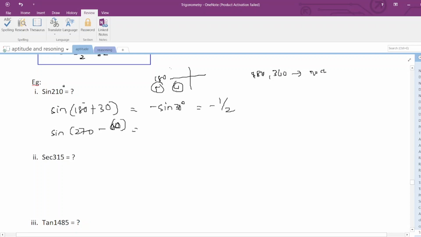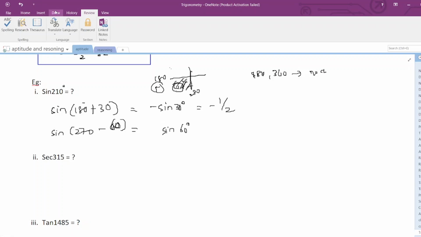Clear? So now let's solve this one also. 270 minus 60. 270 minus 60 means which quadrant is it? The same, the third quadrant is also the same quadrant. 270 minus 60 means it's on the left side, so the same third quadrant, right? So 270 minus 60 will become sin 60.